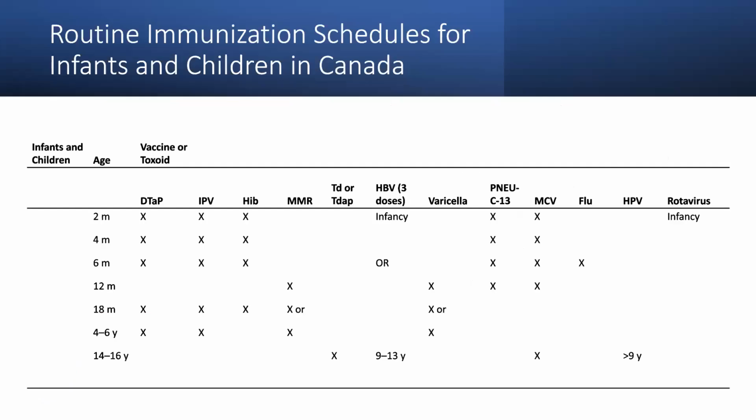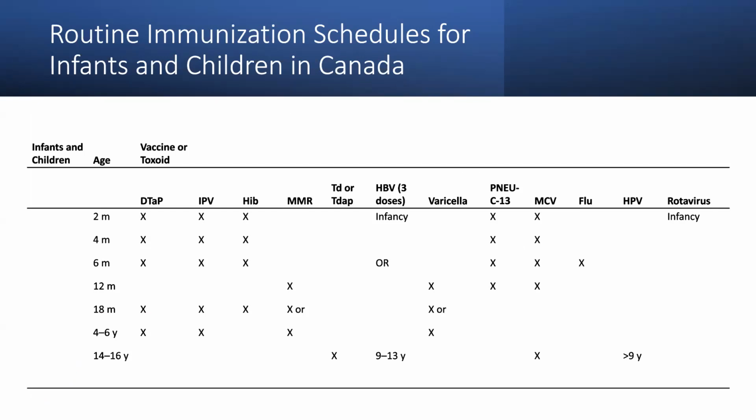Then here is a chart telling you about the routine immunization schedules for infants and children in Canada. Starting at the age of 2 months, we give these vaccines: Rota, DTaP, IPV, Hib, Pneu-C-13, MCV, and rotavirus in infancy. If the baby is 4 months, we give this one. For 6 months, we add one, and at 12 months, we give these vaccines.